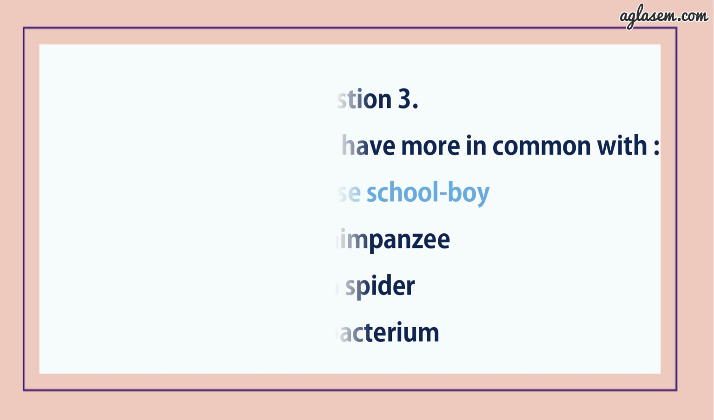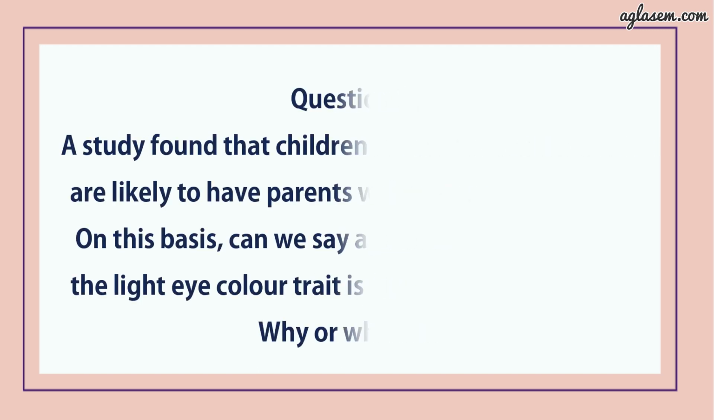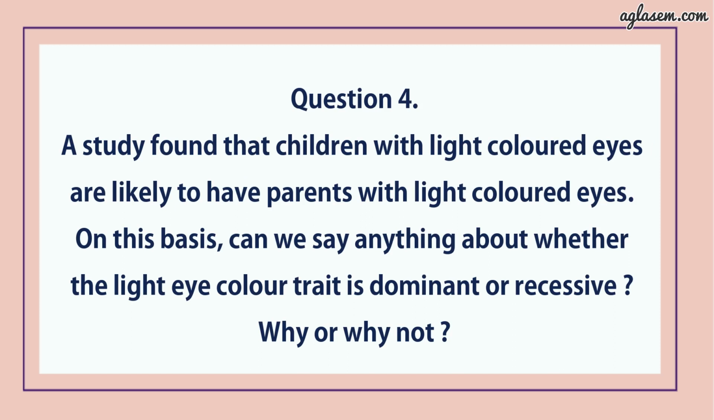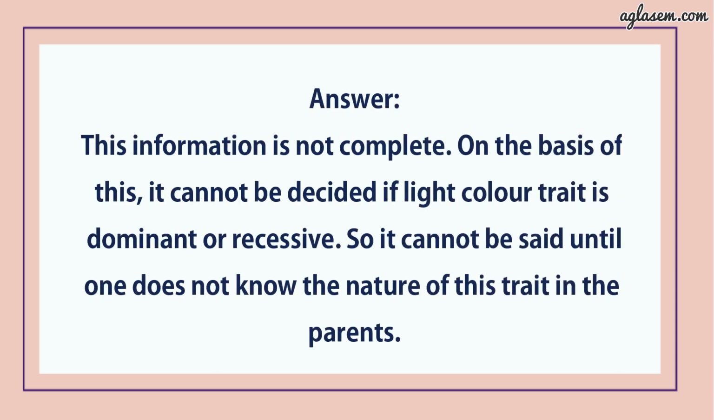Further, moving to question number 4, which says, a study found that children with light colored eyes are likely to have parents with light colored eyes. On this basis, can we say anything about whether the light eye color trait is dominant or recessive? Why or why not? Answer is, this information is not complete. On the basis of this, it cannot be decided if the light eye color trait is dominant or recessive. It cannot be said until one knows the nature of this trait in the parents.